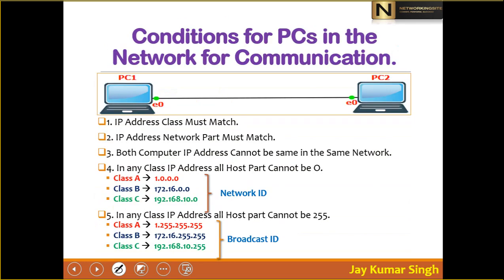Now see, conditions for computers or conditions for PC, conditions for networking devices. If any device which is in the same LAN, like PC1 wants to communicate to PC2, what is the condition they should follow to communicate? Now see, the IP address class must match.